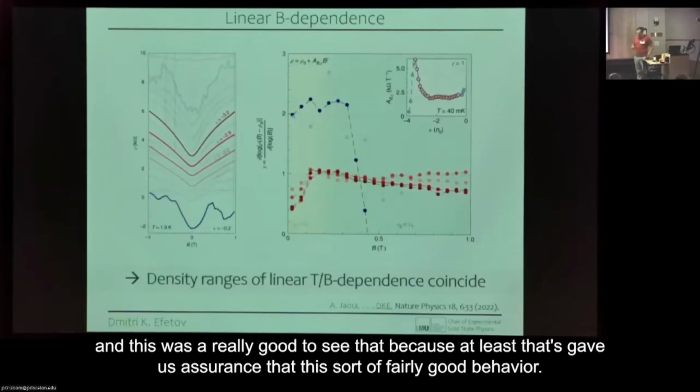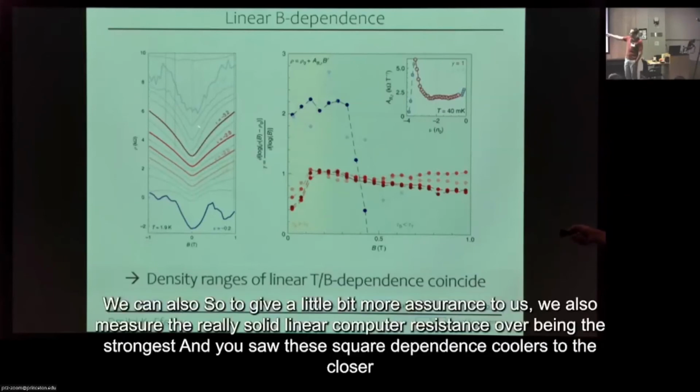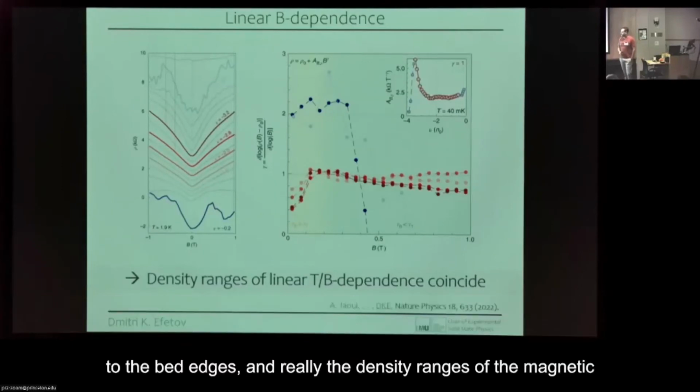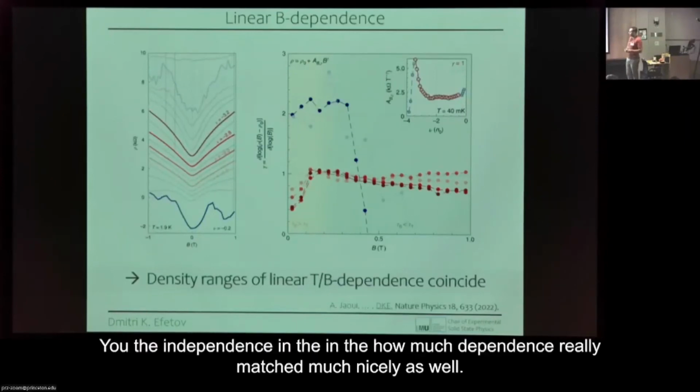So to give us a little bit more assurance, we also measured magnetoresistance. We saw linear magnetoresistance also being the strongest close to the center of the band. And we saw a B-square dependence closer to the band edges. And the density ranges of the magnetic field linear dependence and the temperature dependence matched nicely as well.